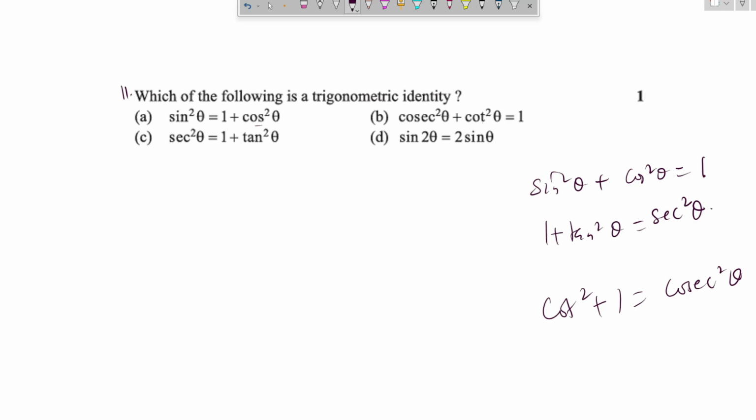In question number 1, which of the following is a trigonometric identity? You can say the option C is the correct one because 1 plus tan square theta is equal to secant square theta. From the 3 identities we can spot it.